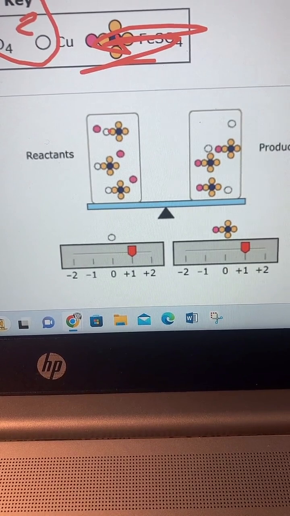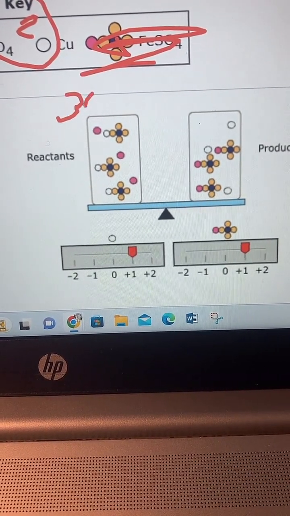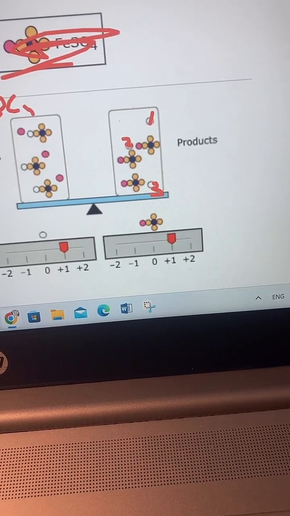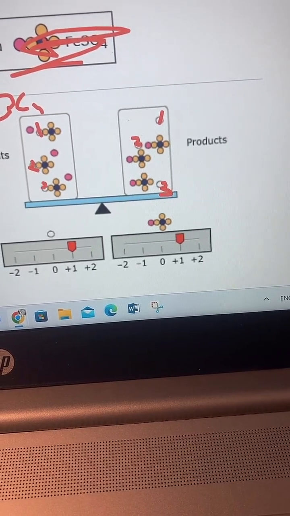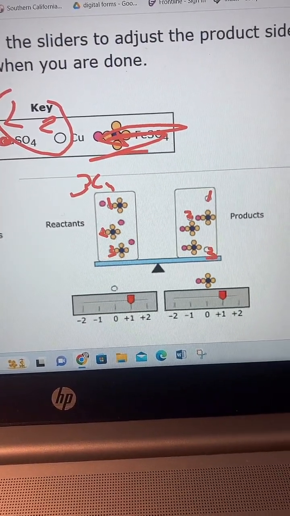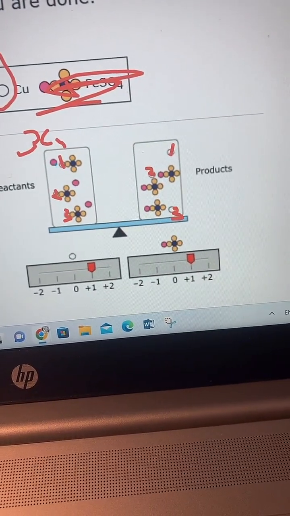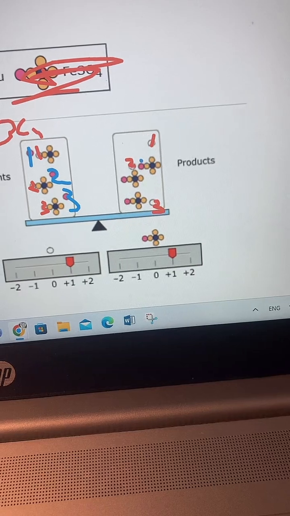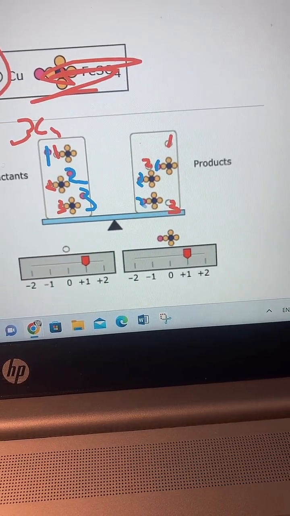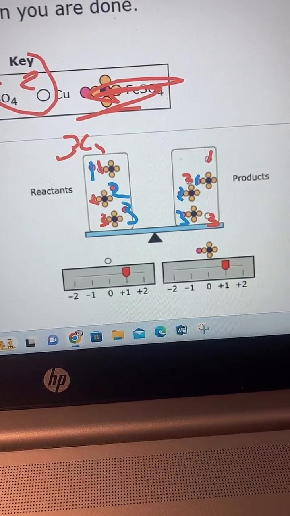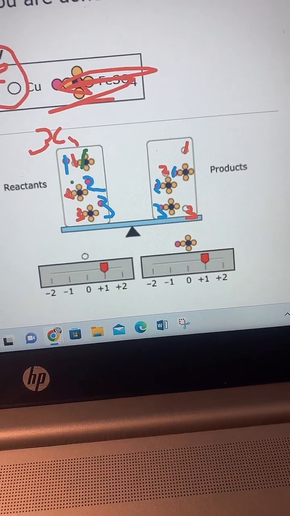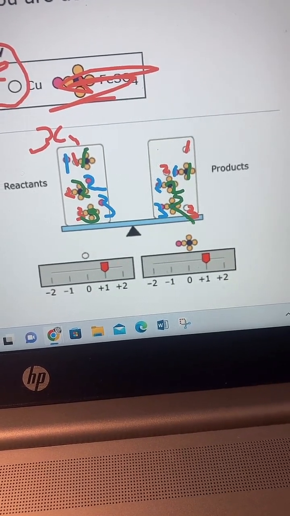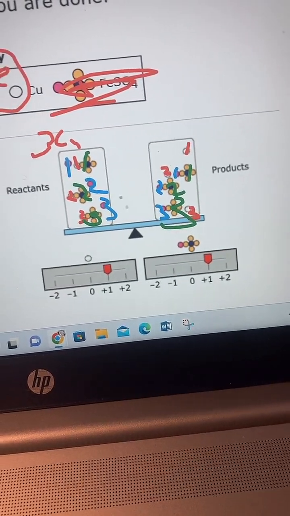Let's look at this one really quick. First of all, how many coppers? 1, 2, 3 coppers. 3 Cu. Here too, 1, 2, 3. Next, let's count our iron. 1, 2, 3. Here too, I have 1, 2, 3 irons. What about our sulfates? Let me change color again. 1, 2, 3, 1, 2, 3. The key idea is that everything is balanced here.